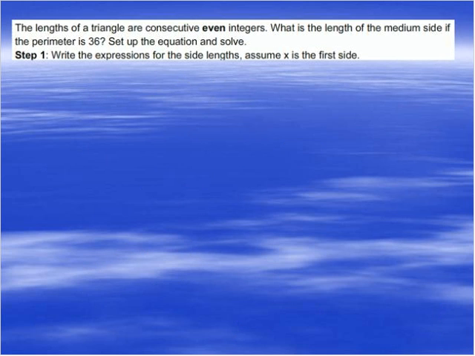And then the last problem I'm going to work through for our word problems says the sides of a triangle are consecutive even integers. What is the length of the median side if the perimeter is 36? Set up the equation and solve. Okay, so we have x. Now, because we're talking about even, we are going to have x plus 2 represent that middle integer. And then x plus 4 represent that last integer.